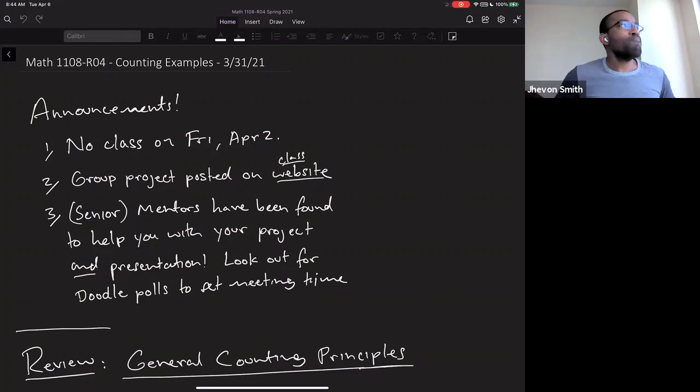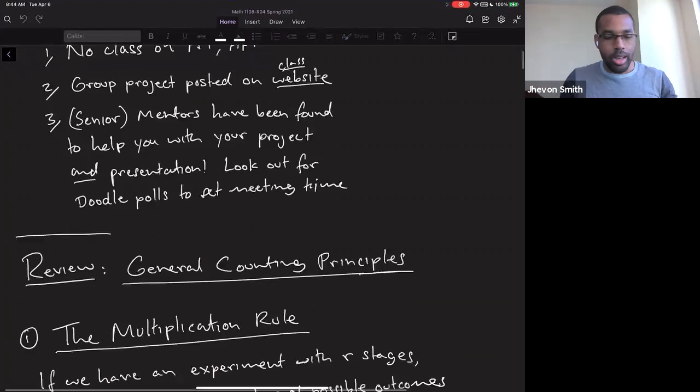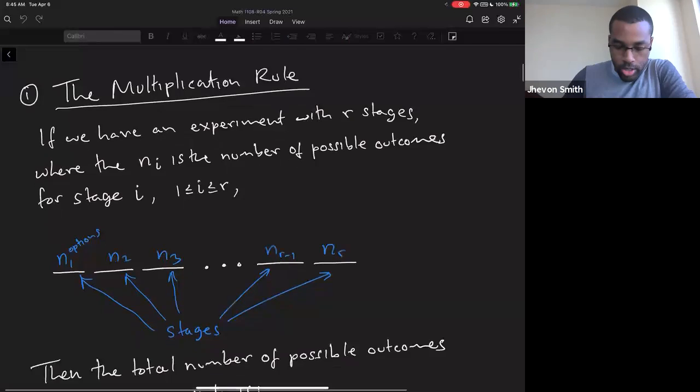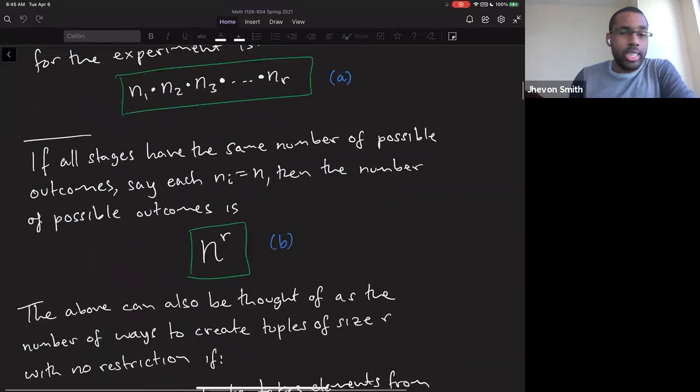There were three sets of things that we needed to talk about, really, when it came to counting. We spoke about the multiplication rule, of course, very, very important. When you have some sort of process or experiment that consists of multiple stages and you know how many ways each stage can go, if you want to talk about how many total possible ways the entire process can occur, then you can just multiply the number of ways that each stage can go, and that's called the multiplication rule.